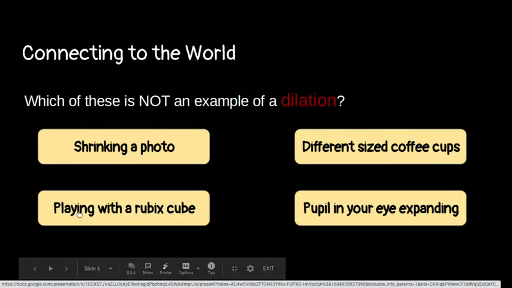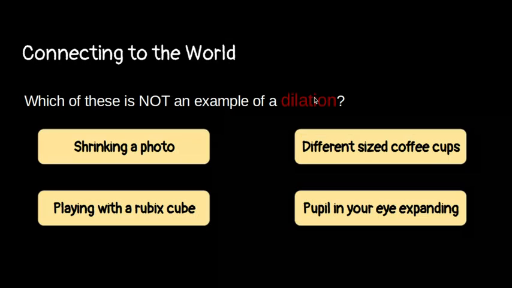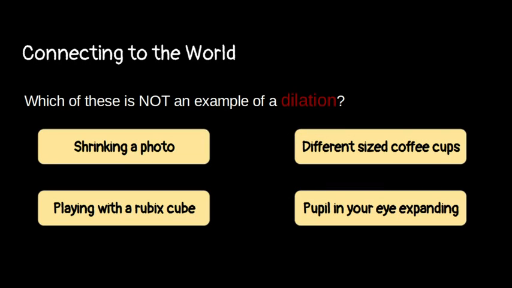Correct. Next, we're going to connect our dilations to the real world. So the question is, which of these is not an example of a dilation? Is shrinking a photo an example of a dilation? Yes, it is, because remember that's just making the photo get smaller, so it's changing its size, so that is a dilation. Are different size coffee cups a dilation? Yes, that is a dilation, because again, you're getting them either smaller or larger.